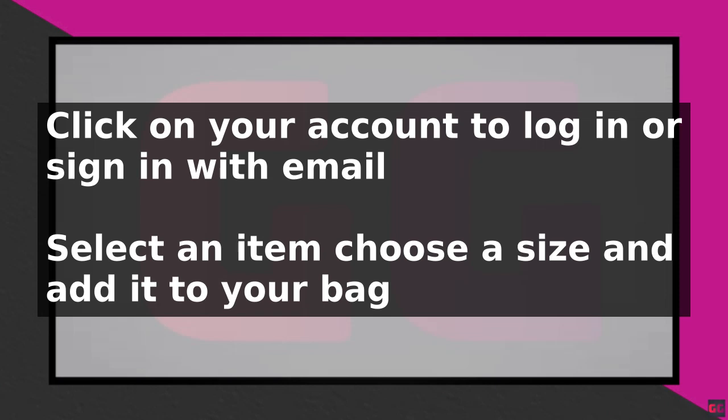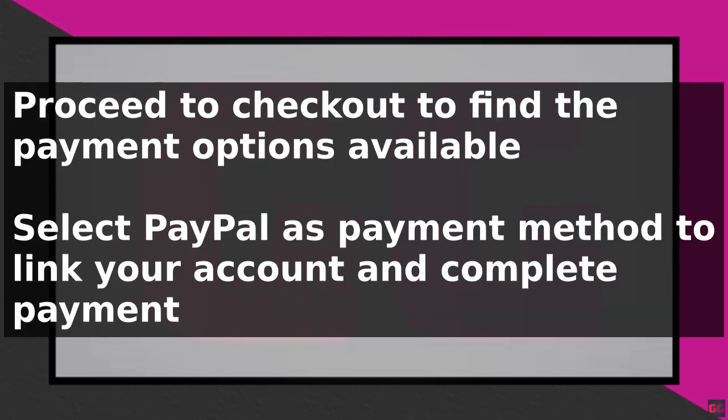Proceed to checkout, where you'll find the payment options. Under Payment Methods, you'll see the option to pay with PayPal. By selecting this option, you can link your PayPal account and complete the payment. During checkout, you'll see the payment option. And once you've finished, your payment will be processed.